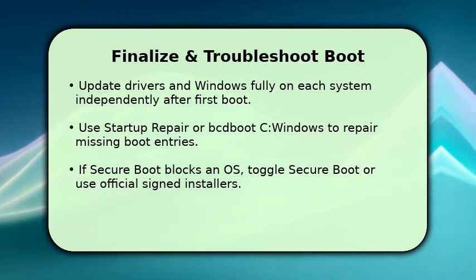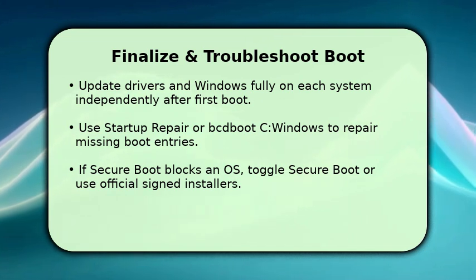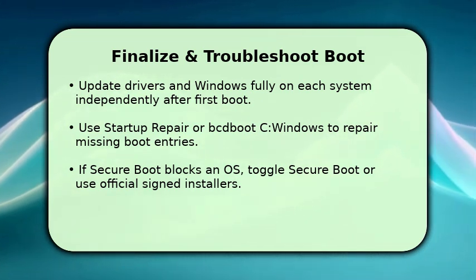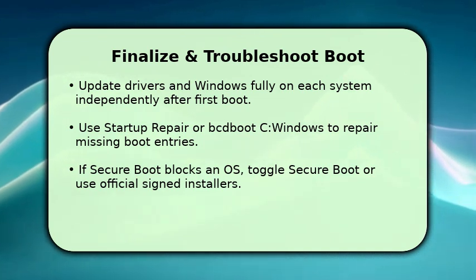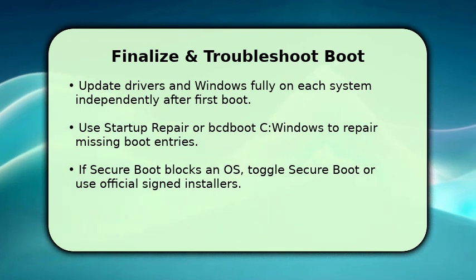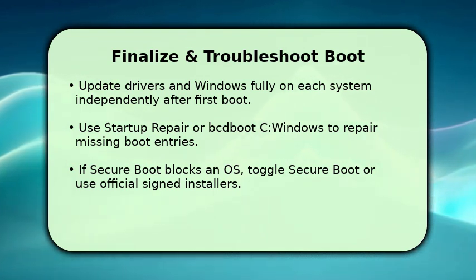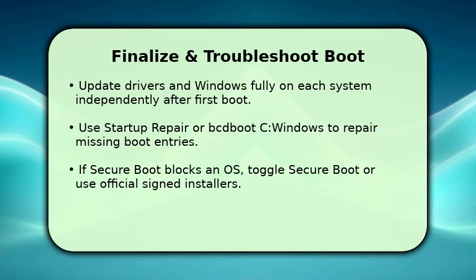If the boot menu fails to show one OS, run Startup Repair from installation media or use BCDBoot to recreate boot manager entries. For example, bcdboot D:\Windows to add the D drive install. If Secure Boot prevents booting, temporarily disable it, install necessary drivers, or use signed installers. Then re-enable Secure Boot once both OSes boot cleanly.